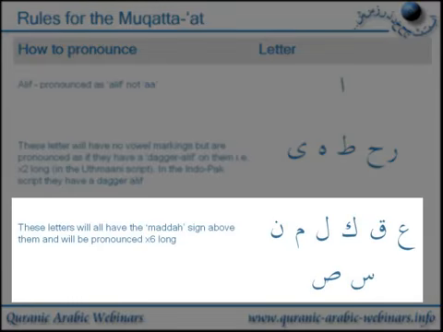The next group of letters, so we have the ayn, the qaf, the kaf, the lam, the mim, the noon, the sin, and the sad will always be pronounced as 6 long. And again, they're pronounced as the name of the letter, not as the sound. So these letters will all have the madda sign above them and will be pronounced as 6 lengths long.